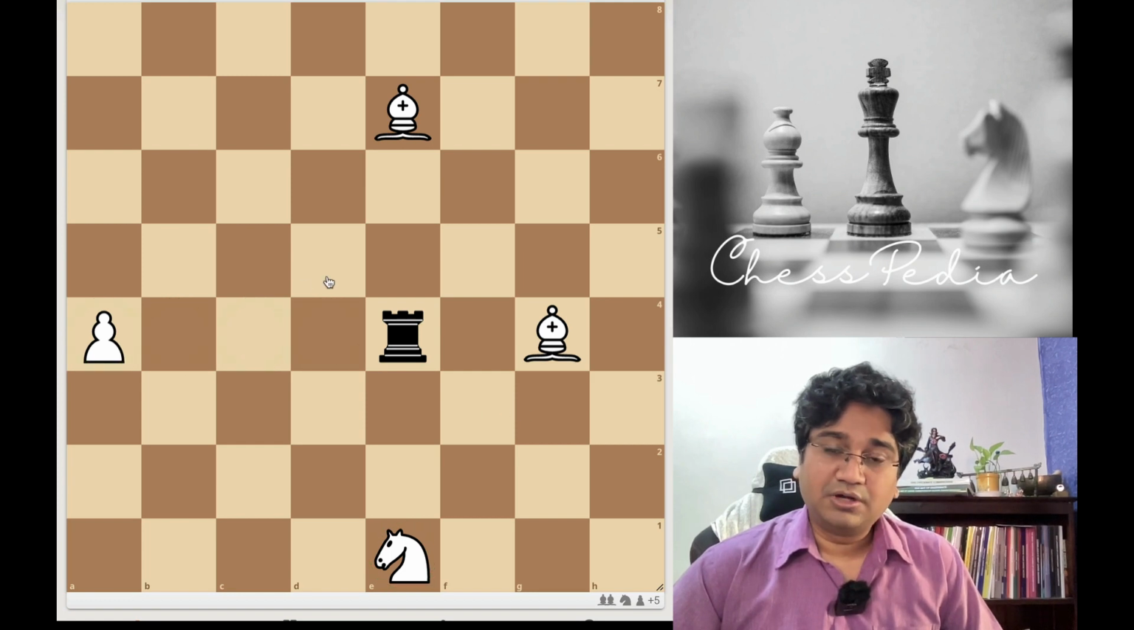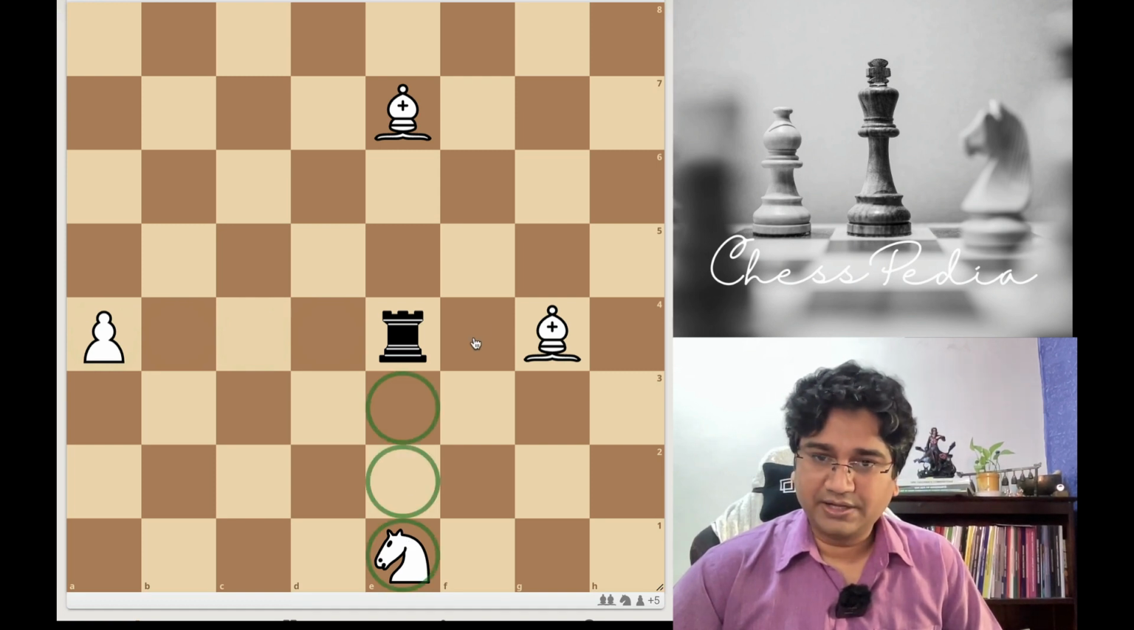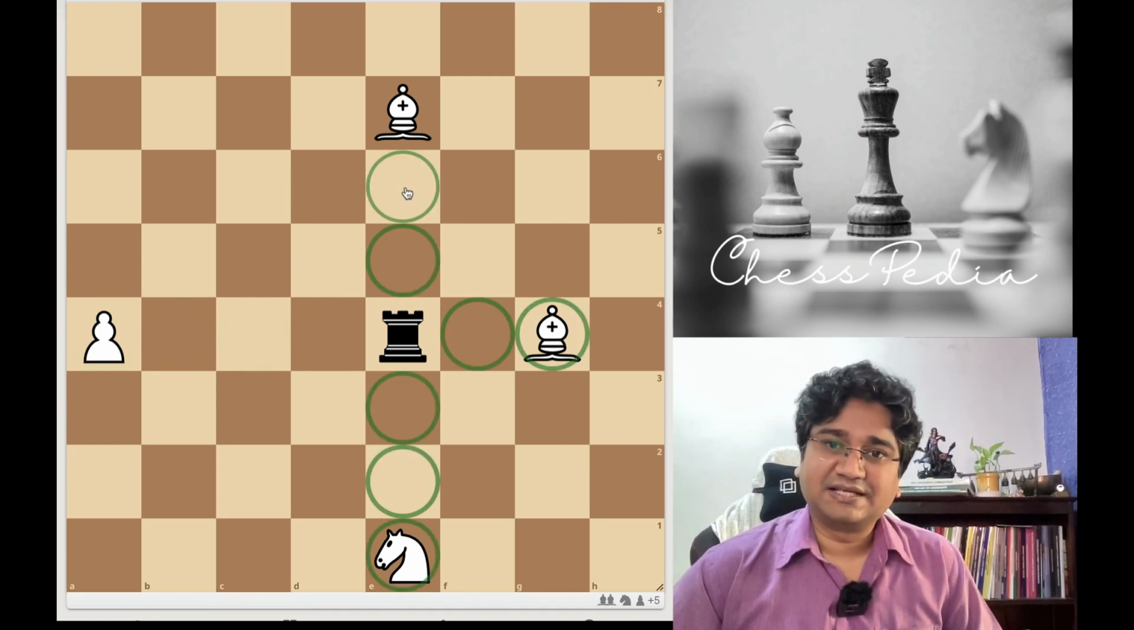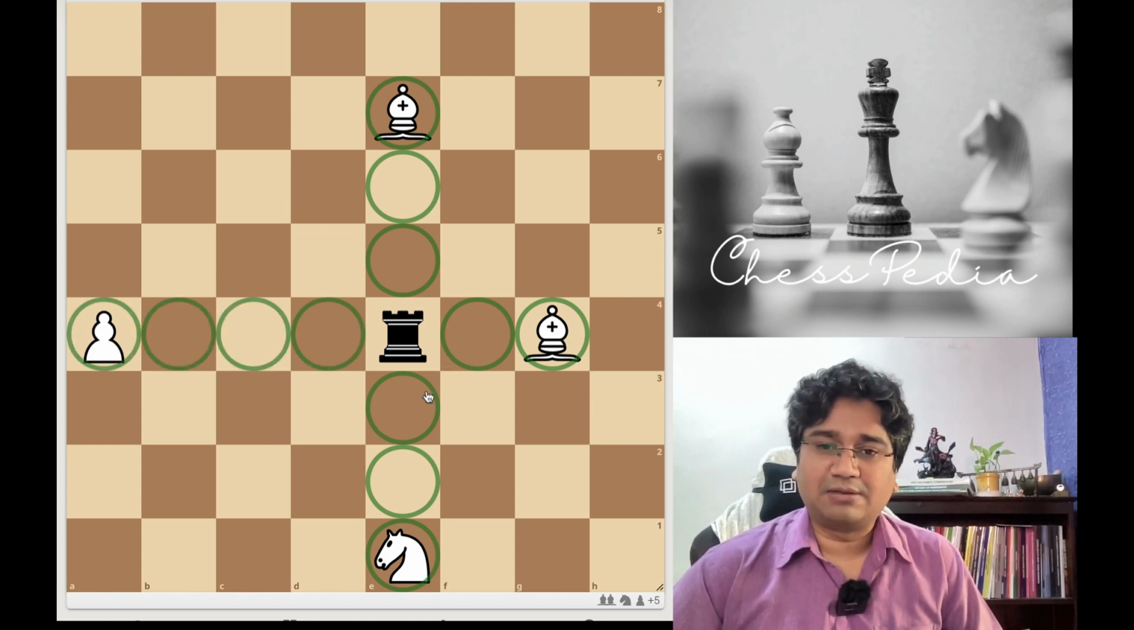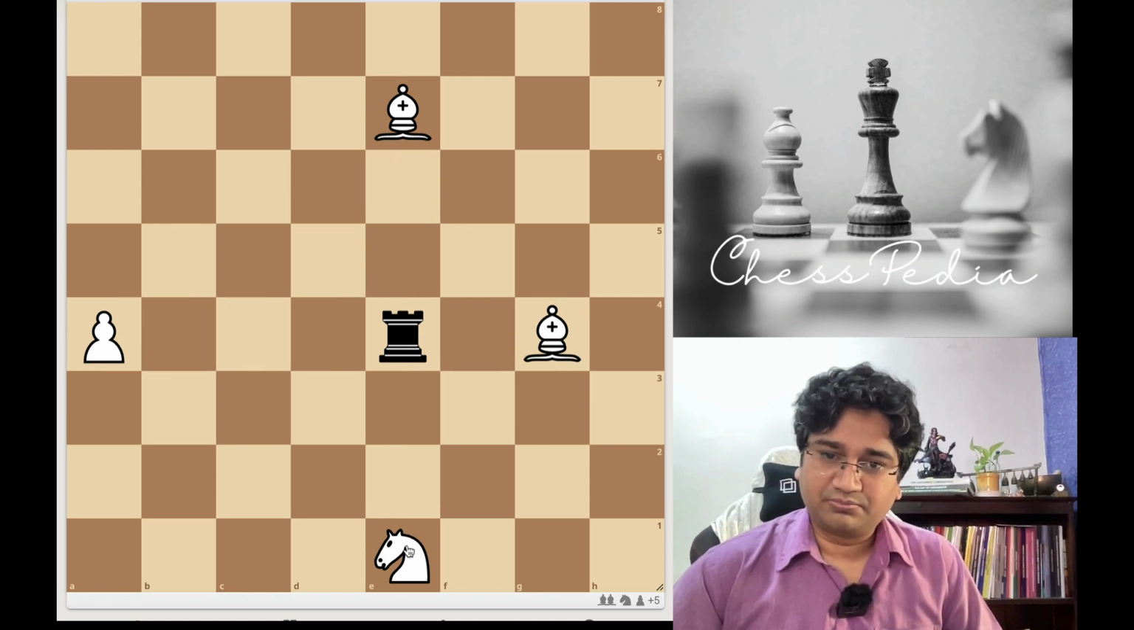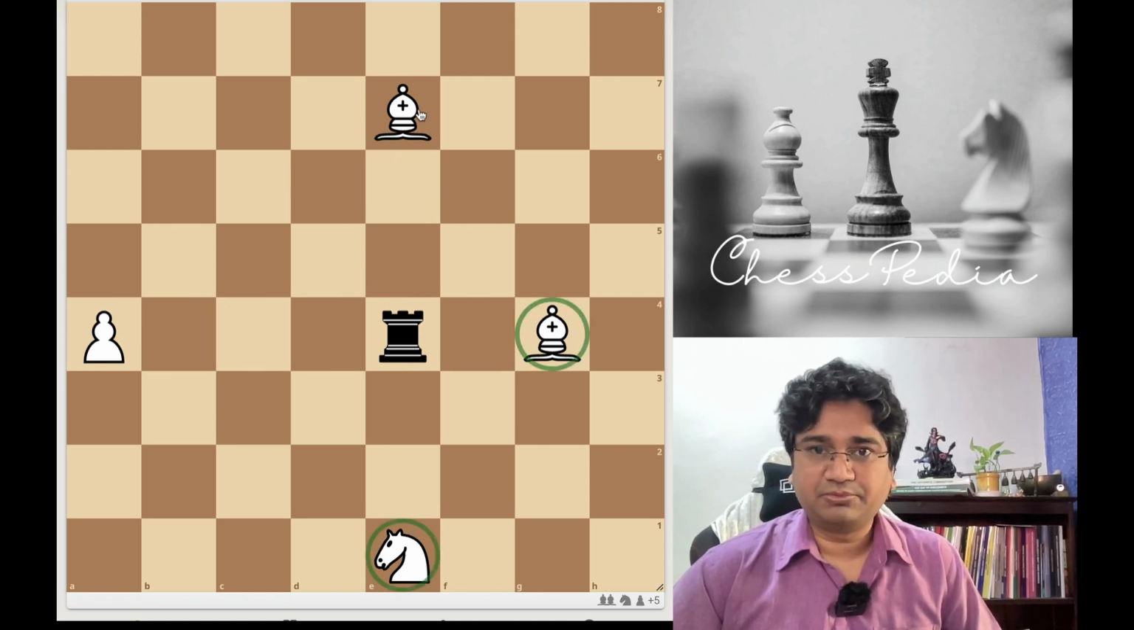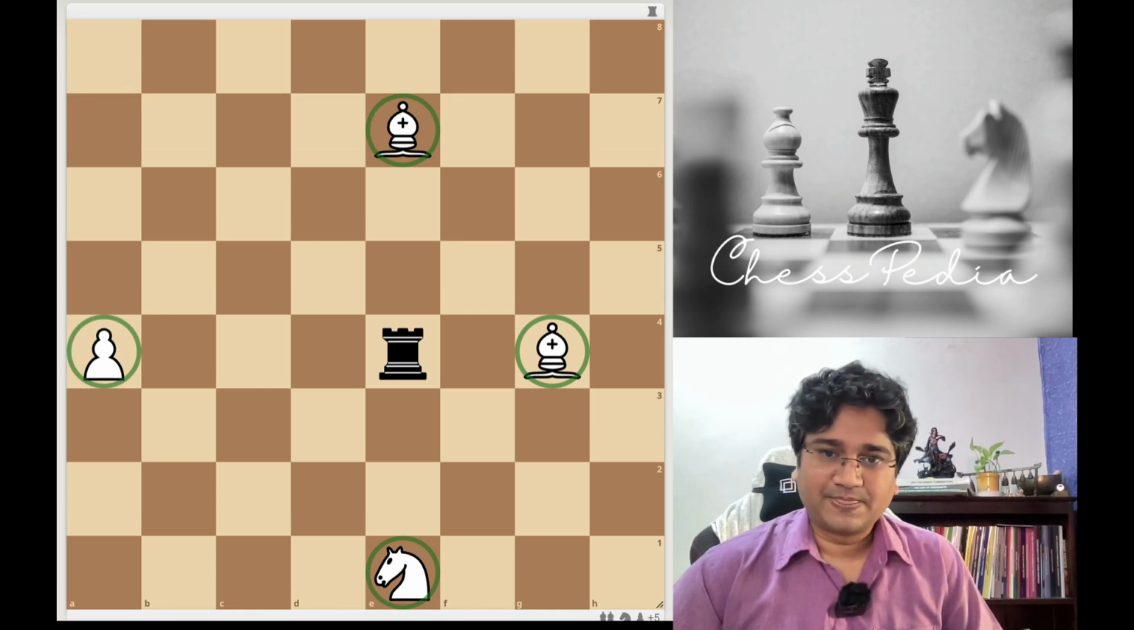So here it's a black rook, so it can capture all the pieces. Let's see how many moves it has. 1, 2, 3, 4, 5, 6, 7, 8, 9, 10, 11, 12. So how many moves? 12 moves. How many captures? We can capture all these pieces like this. You can capture the knight, you can capture the bishop, you can capture the other bishop, you can capture the pawn. So there are 4 captures and 12 moves.